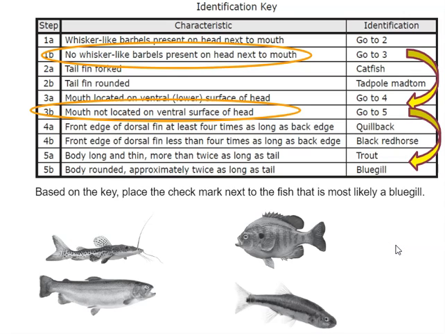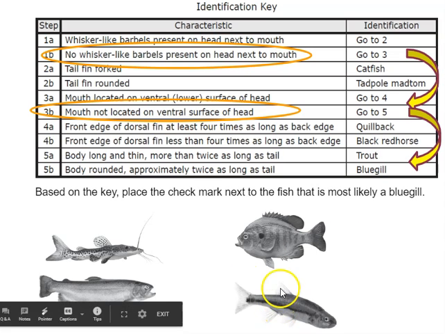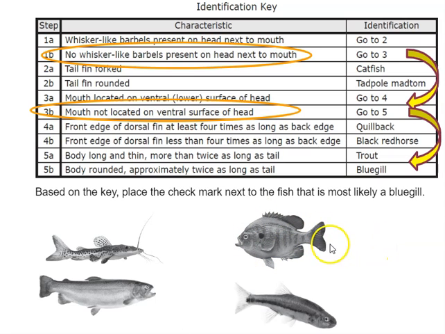The body long and thin, more than twice as long as the tail. That could be either one of these. I think this one looks more like a trout to me. But the body rounded, which is like this, approximately twice as long as the tail. So here's the tail length here. You double that, it's about twice as long. There's our bluegill.